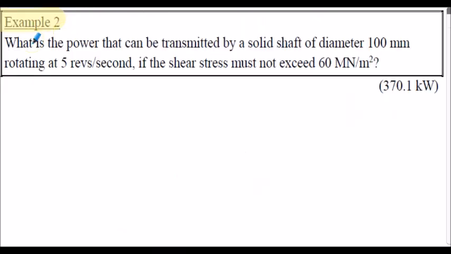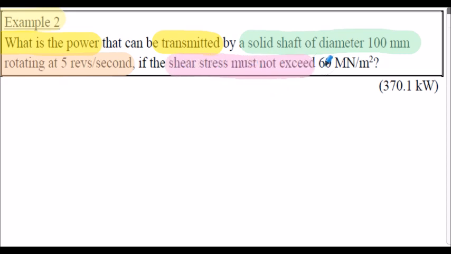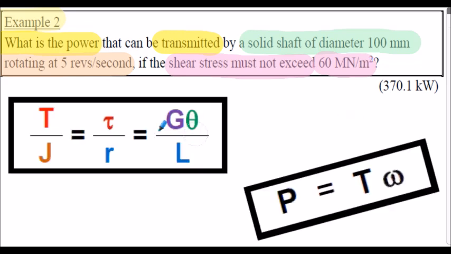Example 2. We're asked to determine what is the power that can be transmitted by a solid shaft of diameter 100 millimeters, rotating at 5 revolutions per second, if the shear stress must not exceed 60 meganewtons per meter squared. To solve this problem, again we will need the simple torsion equation as used previously, but also now we will need the power equation of P is equal to T omega, which we outlined in the previous presentation.